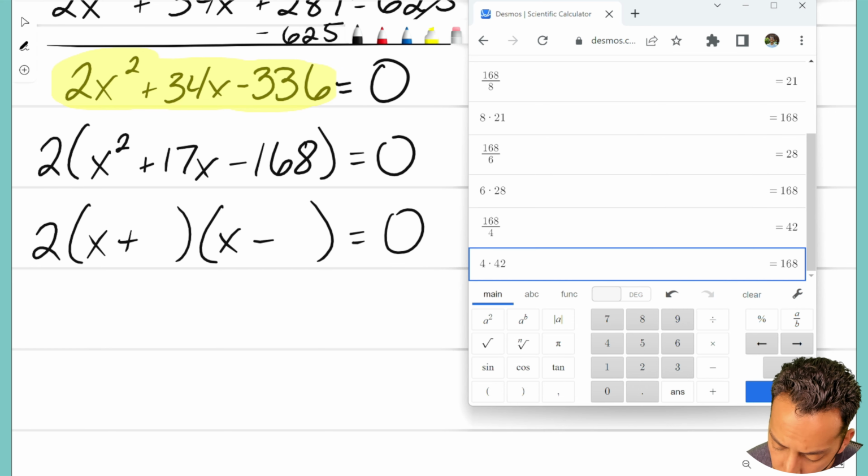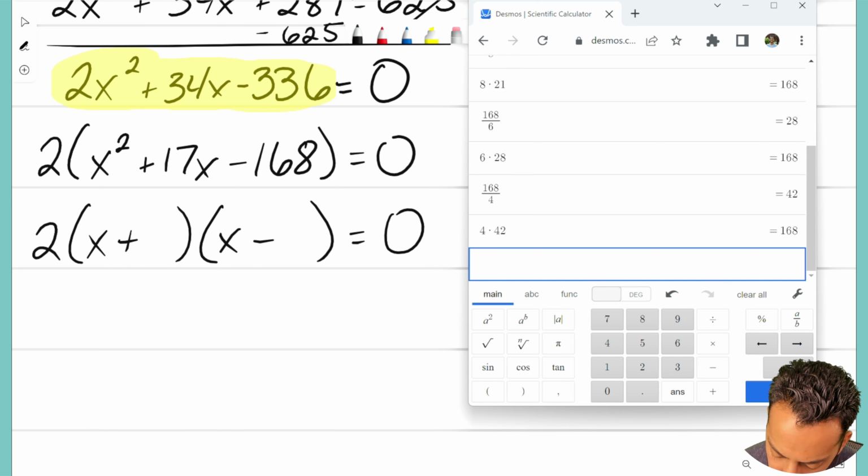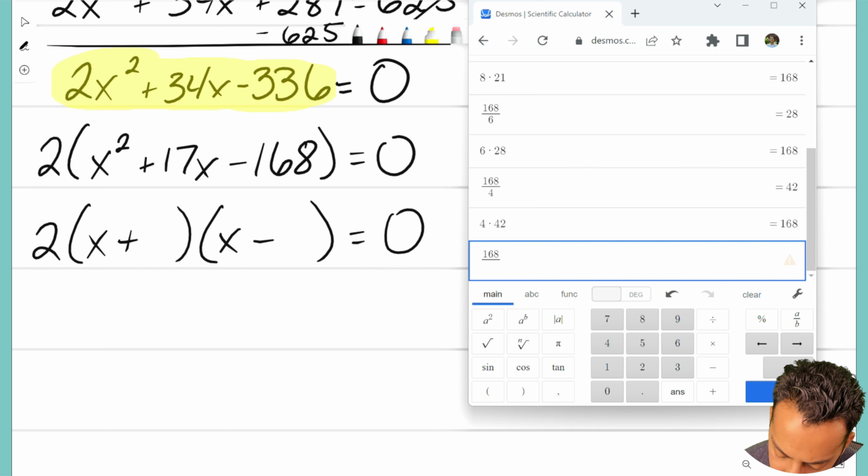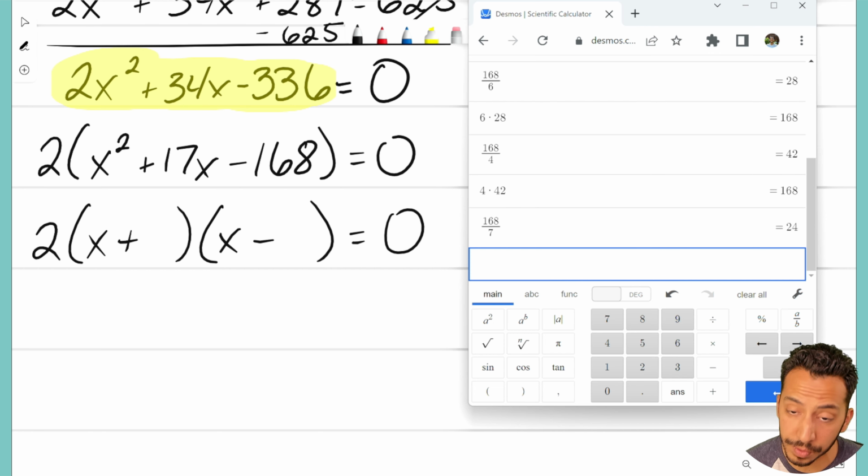But I think we need to go the opposite way then, right? I think the opposite way might work out for us. Let's do this. What about 168? Could I divide possibly by 12? 12 and 14, it's a little too close. What about 9? No, 9's not going to work. 7. 7 gets us to 24. Uh-oh, I think this might be it.